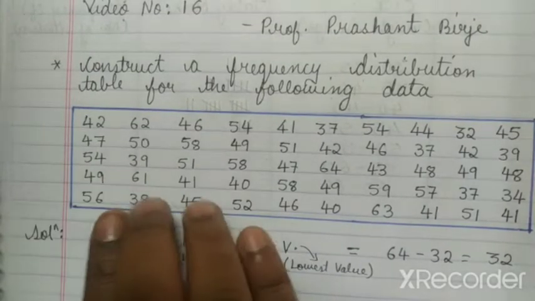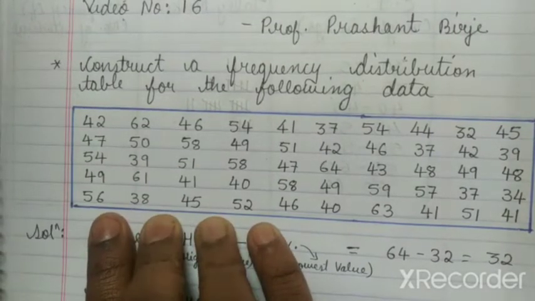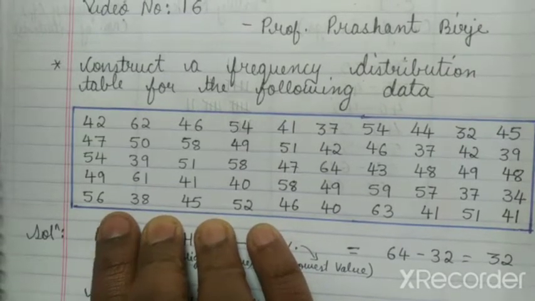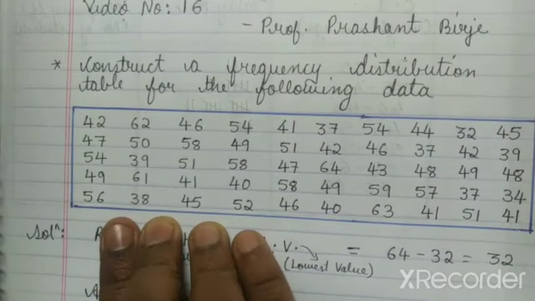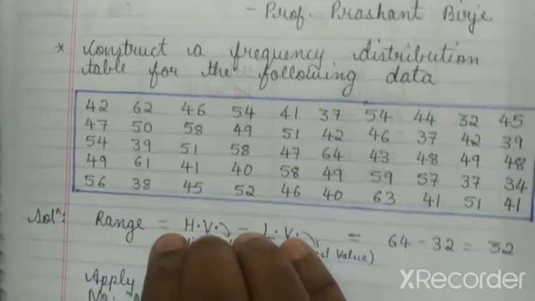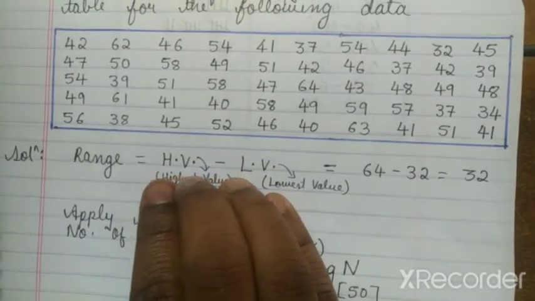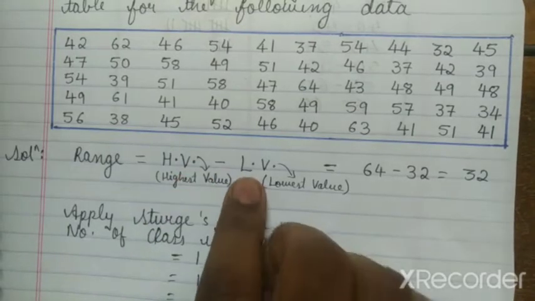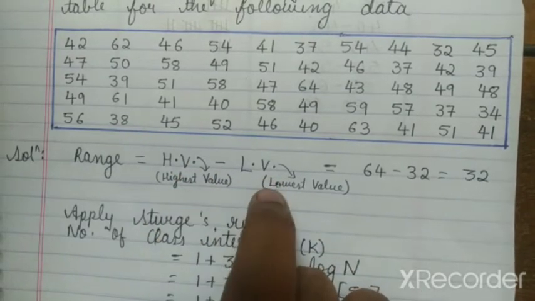The first step in solving this, or to construct a frequency distribution table, is to find the range. So what is range? Range is always highest value minus lowest value. Okay, highest value minus lowest value.